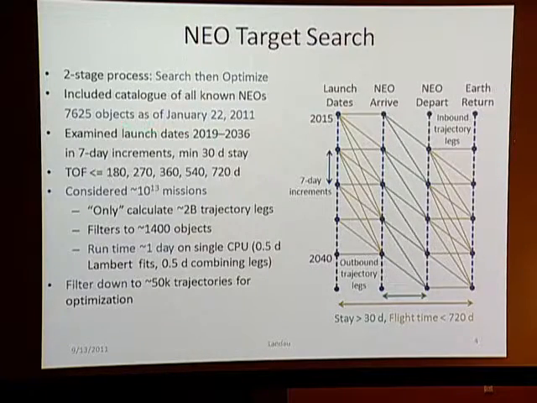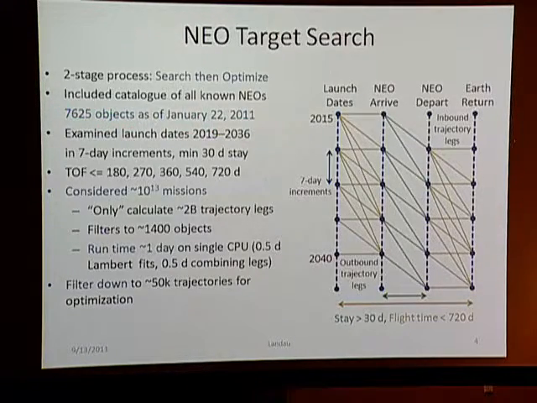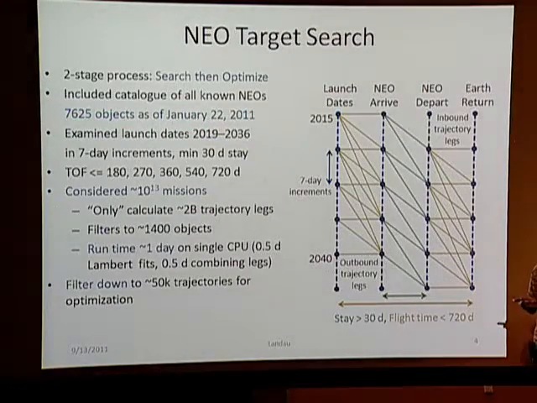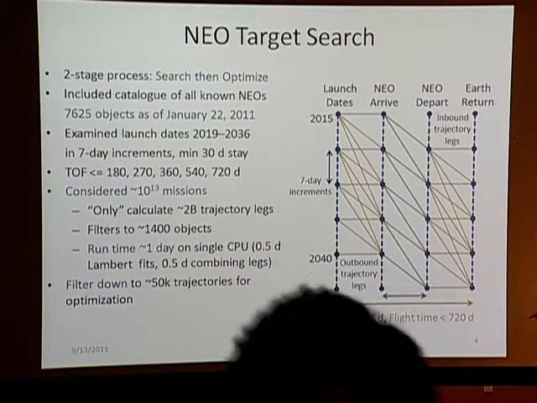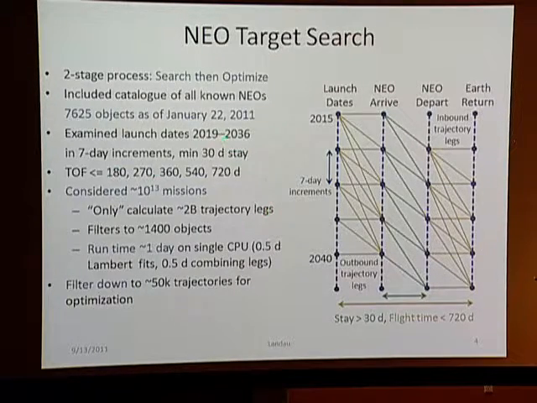So when we did this, we did it over the winter. We looked over the 7,000 some odd objects. There's probably closer to 8,000 now, and looked over launch years 2020 through 2035. And the way we did it is we discretized the design space. So here, showing launch days from 2015 through 2040, we basically set up 7-day increments. So that's the first design variable, the launch date.